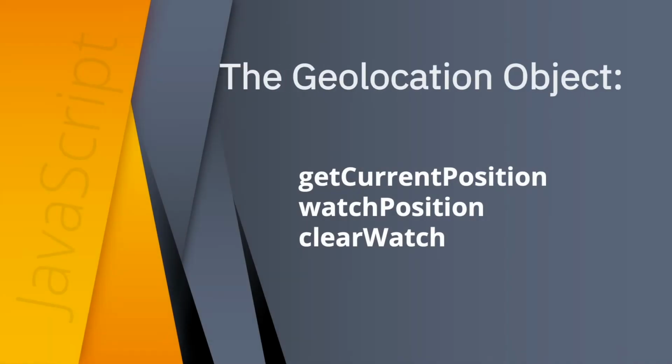The geolocation object has three methods that we can use. And this is case sensitive. We have the getCurrentPosition, watchPosition, and clearWatch. We'll use the first one, getCurrentPosition. The second one, watchPosition, is like a timer. It is used if we want to update a user's position. We'll use clearWatch to clear the watch position timer.